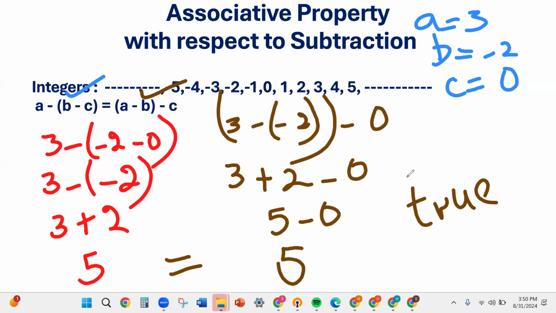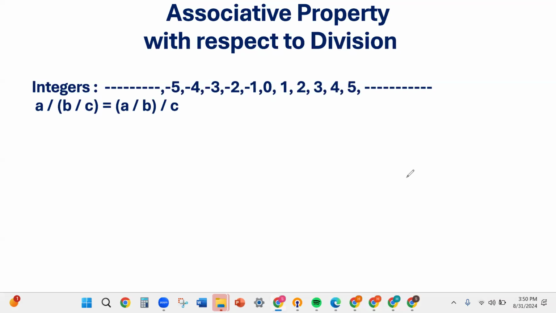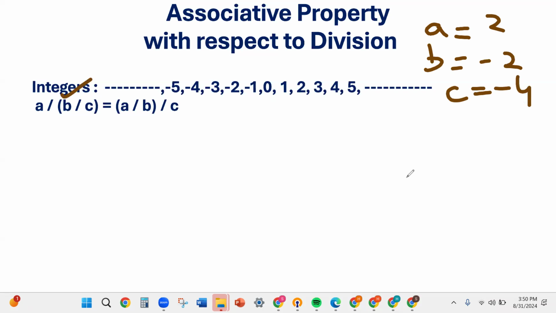Let's take another example. Associative property with respect to division in the set of integers. You can check. Take your own values of A, B, and C. A is 2, B is minus 2, and C is minus 4. This is the property A divided by B divided by C.